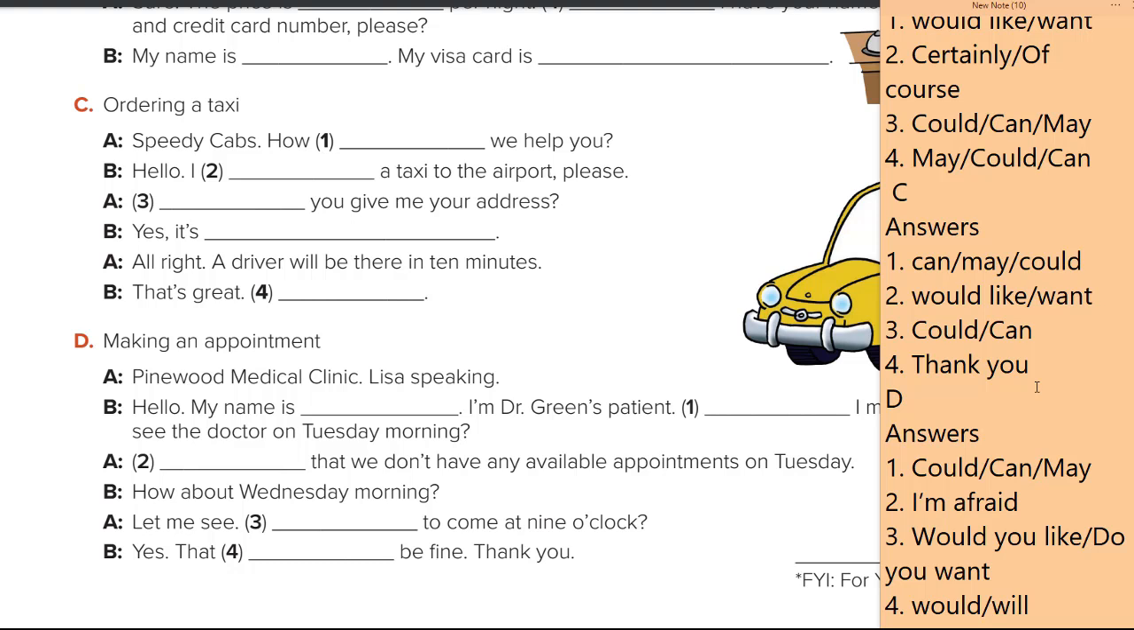Making an appointment. موعد. Pinwood Medical Clinic. Lisa speaking. Hello, my name is Sally, مثلا. I'm Dr. Green's patient. مريضة لهذا الطبيب. One. Could you, could I, may I, وغير ذلك من أساليب الطلب. Two. I'm afraid. هنا لا أستطيع. That we don't have, هذا نفي, إذن تعتذر. Have any available appointment on Tuesday. How about Wednesday morning? Let me see. Three, would you like, هل ترغب في? Do you want, أيضا, هل تريد? To come at 9 o'clock, هذا عرض الآن. Yes, that would be or will be fine.